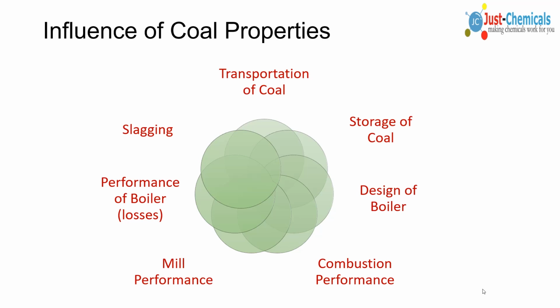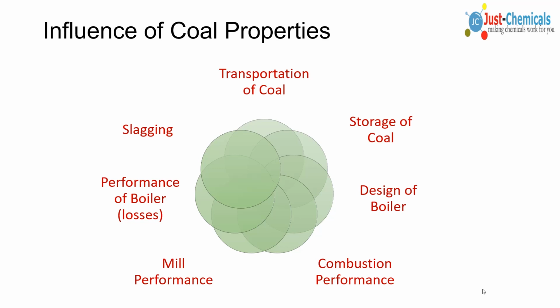The design of the boiler is dependent on the coal properties, and if the coal properties deviate from the design of the boiler by plus or minus 5%, then you will have a lot of problems regarding combustion and all, which we are going to learn in the subsequent slides. Combustion performance is dependent on the presence of volatile matter, the presence of carbon in the coal, and also hydrogen, and how much hydrogen is going to take away the heat as latent heat of evaporation and all.